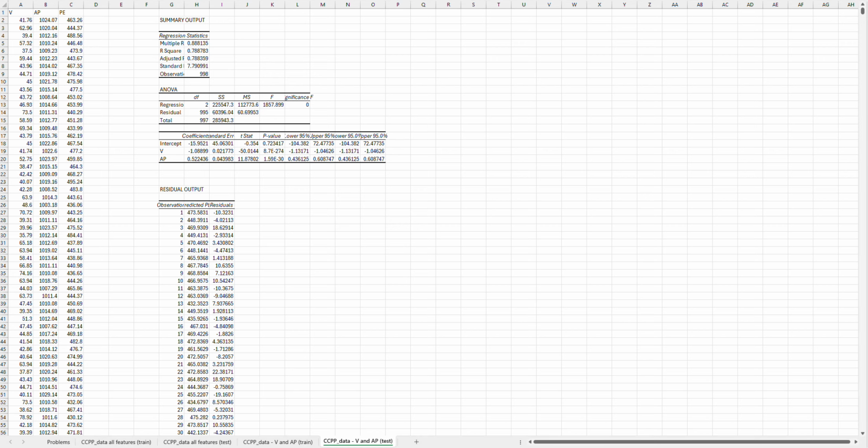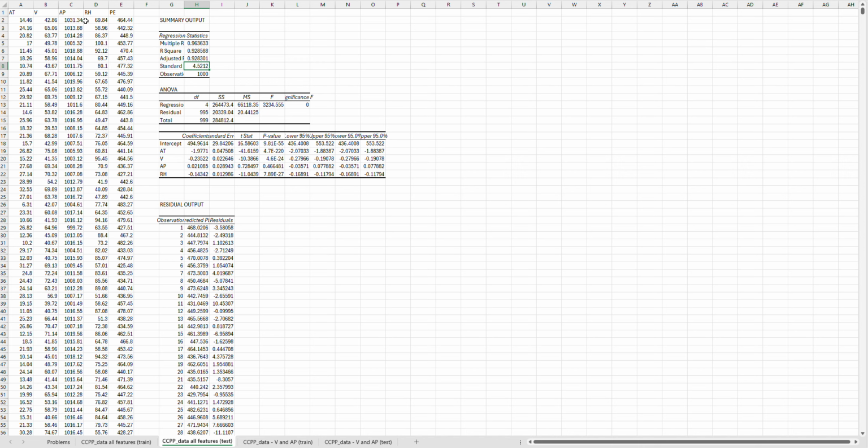So from this, my conclusion is that keeping all four variables to explain and predict the PE is probably the best scenario for this problem.